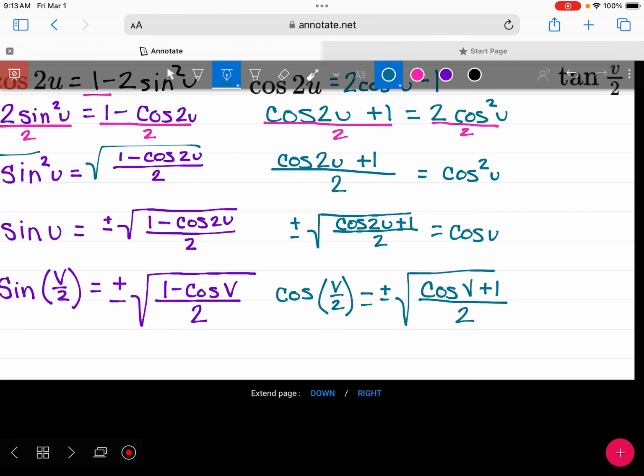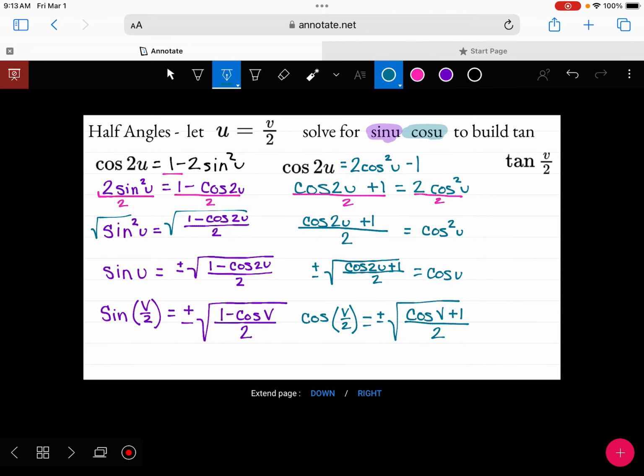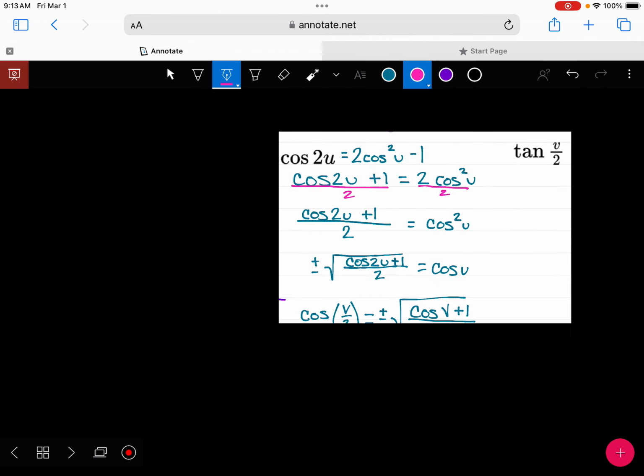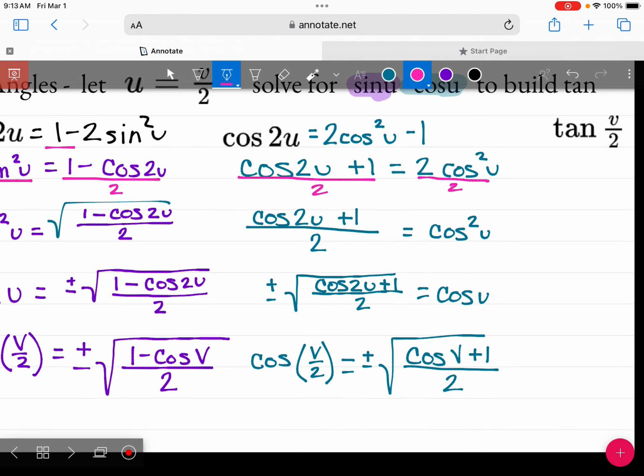Yes? Explain how the 2's cancel. The 2's are canceling out because we're taking, I'm just going to write this down over to the side, and then I'll probably erase it. 2 times v over 2. What's going to happen with those 2's? Okay. So that's what's going on both of those places where we had the 2u turn into v. So cosine of 2u, 2 times v over 2, the 2's cancel out, so we just have cosine of v.